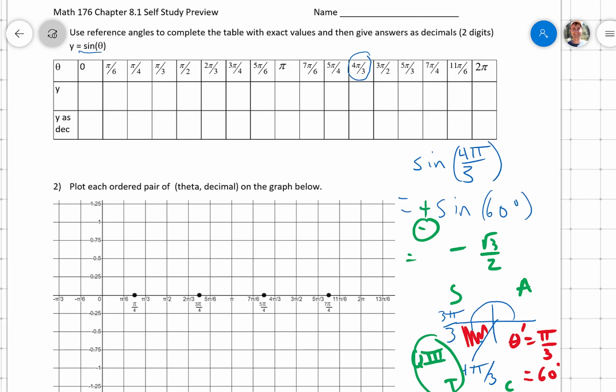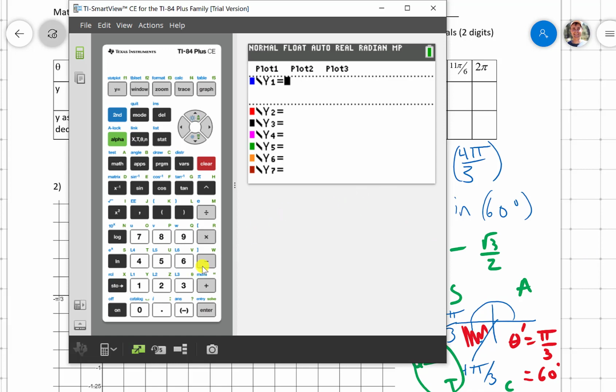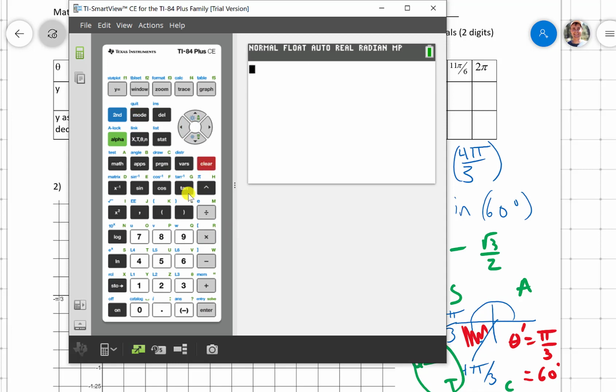So when I come over here and plug in the answer, the exact output, 4 pi thirds is input. The exact output is negative square root of 3 over 2. Next, I want you to get a decimal answer for that. And that's easy. We can just type that in. I'm going to go to the home screen and I'll clear that. And I just remember that it's negative. So I'm going to do a square root of 3, get outside of the square root, divide by 2.